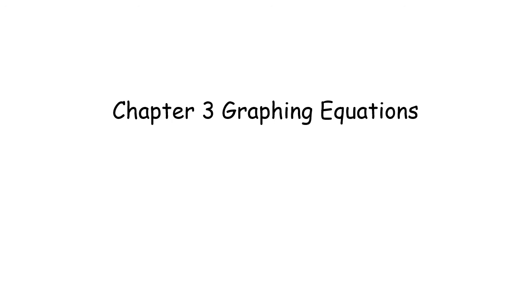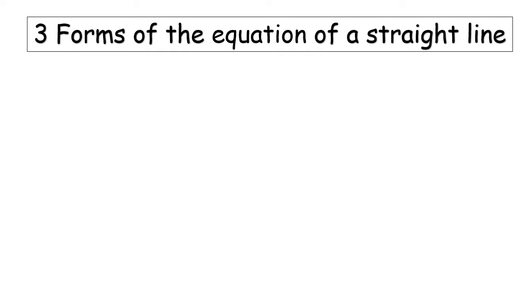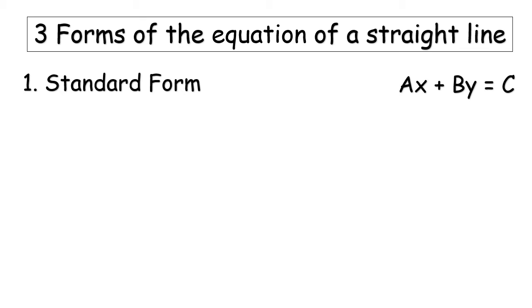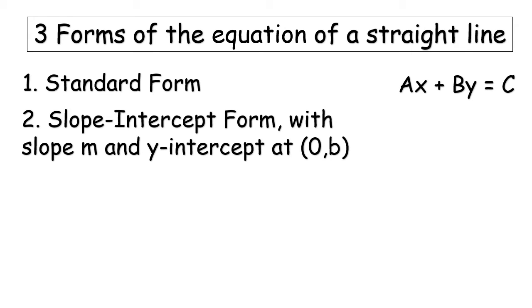Graphing equations, Chapter 3, specifically equations of a straight line. There are three forms of the equation of a straight line. There's the standard form. It's ax plus by equals c, where a, b, and c are integers. There's the slope-intercept form with the slope m and y-intercept at (0, b). It's in the form y equals mx plus b.